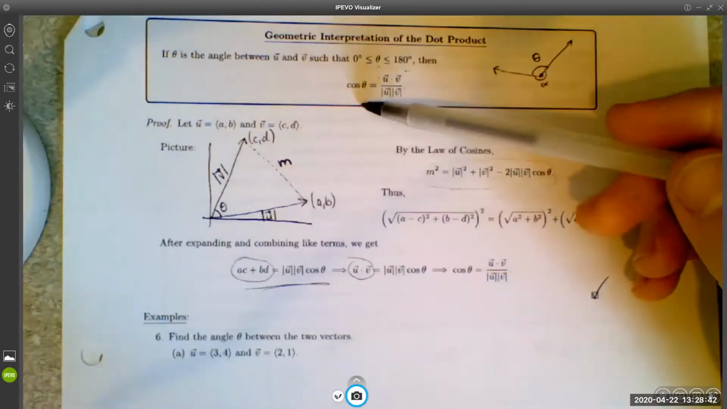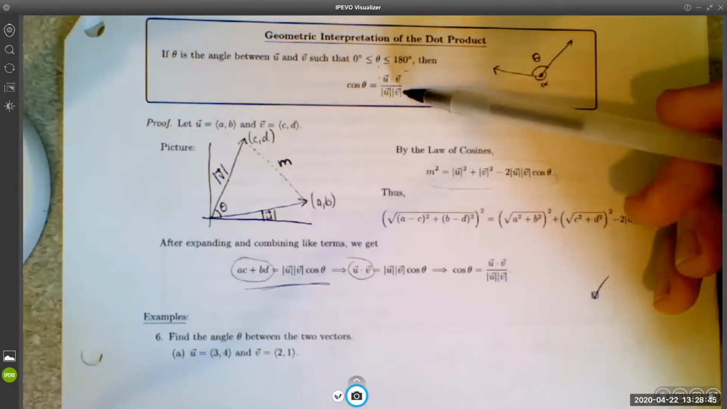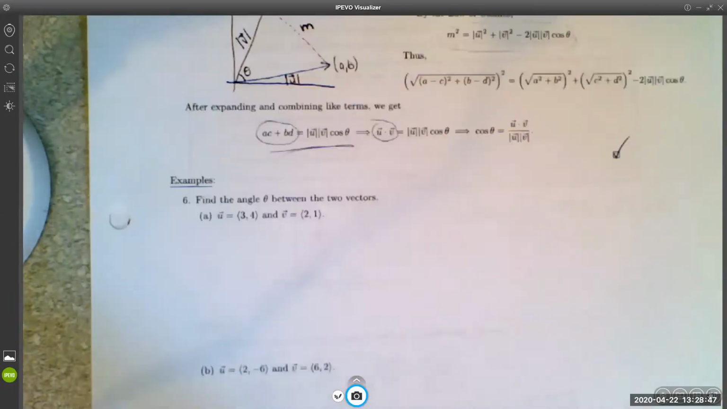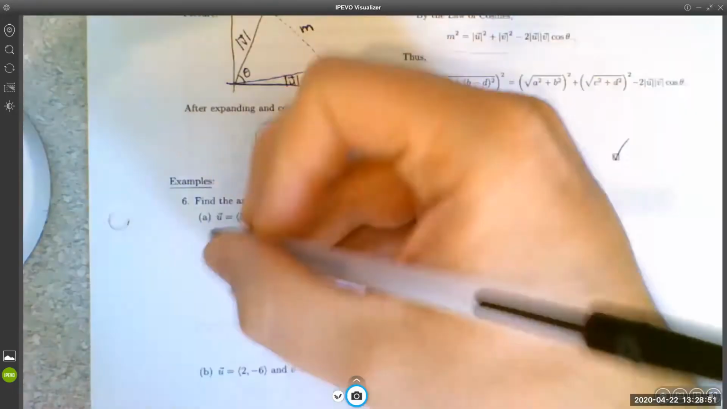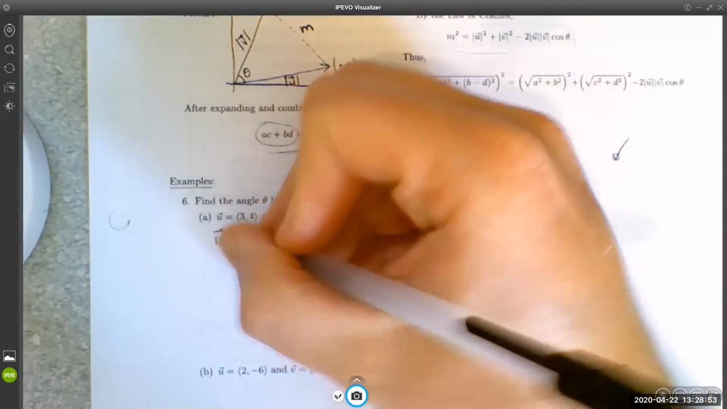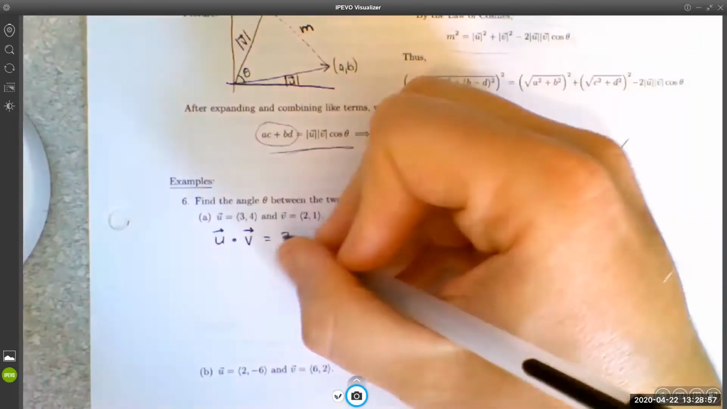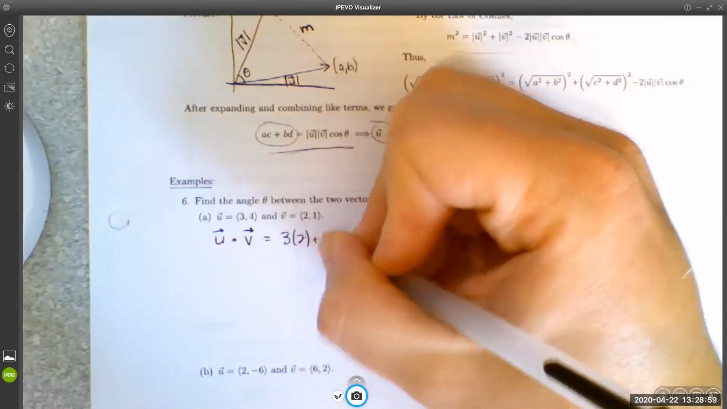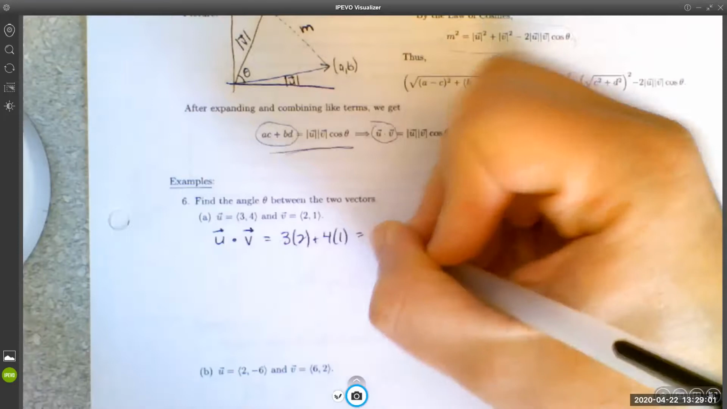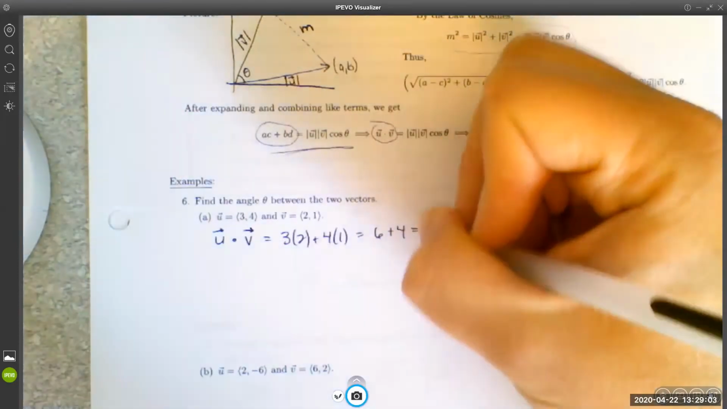Okay, well, we know that the angle is going to satisfy cosine theta equals u dot v over magnitude u magnitude v. So I might start off by finding what all those things are, right? u dot v is going to be 3 times 2 plus 4 times 1. That's 6 plus 4, which is 10.